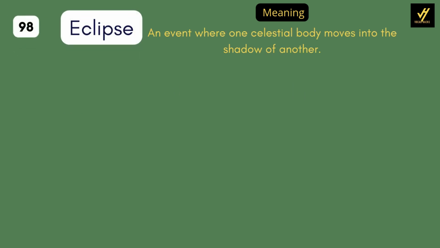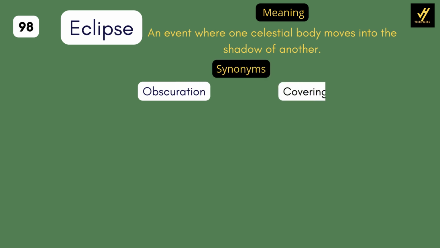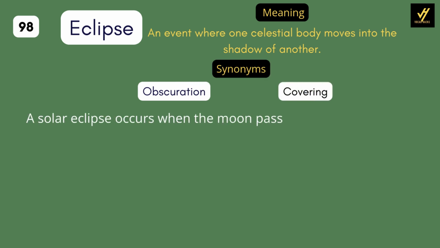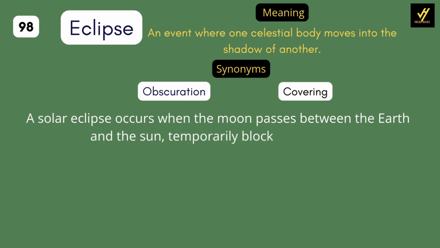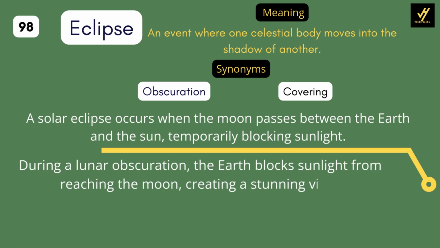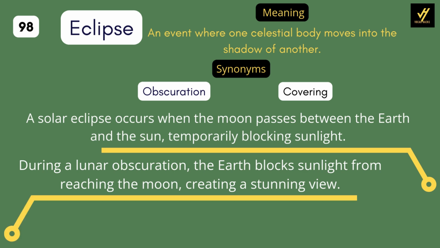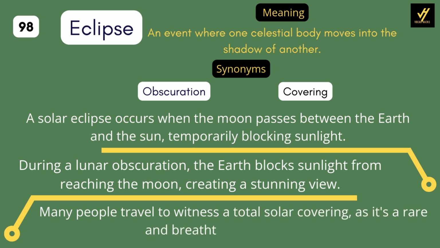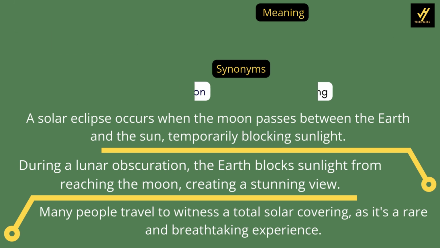Eclipse, an event where one celestial body moves into the shadow of another. Obscuration, covering. A solar eclipse occurs when the moon passes between the Earth and the Sun, temporarily blocking sunlight. During a lunar obscuration, the Earth blocks sunlight from reaching the moon, creating a stunning view. Many people travel to witness a total solar covering, as it's a rare and breathtaking experience.